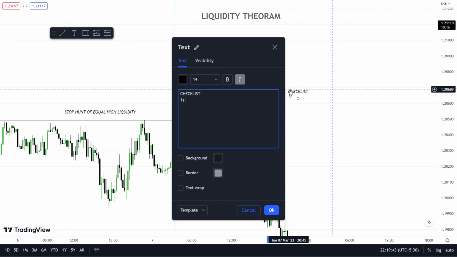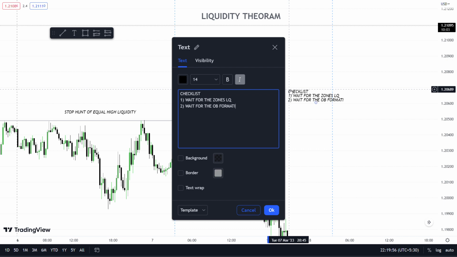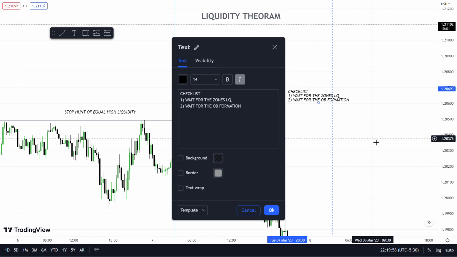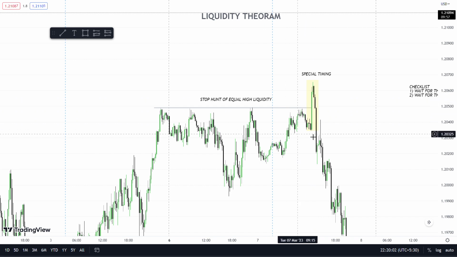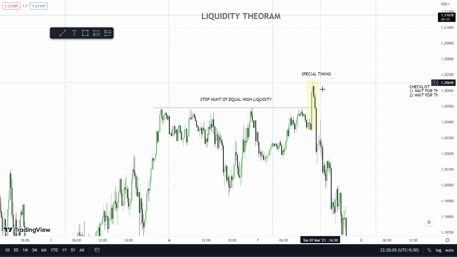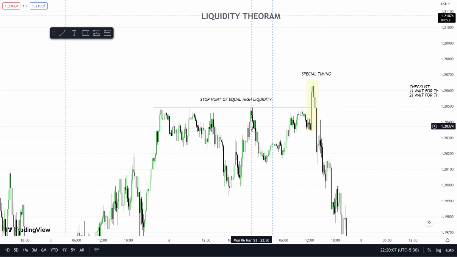One, wait for the liquidity. Two, wait for the OB formation. These are the first two points of the checklist. So the first point of the checklist is clearly respected here. This is the previous day's external liquidity.